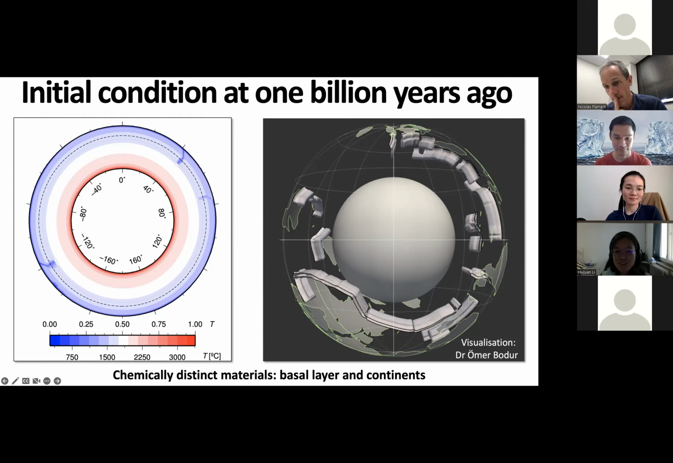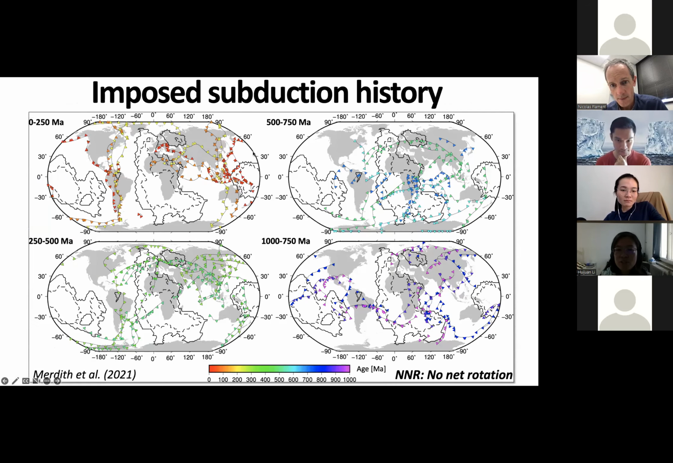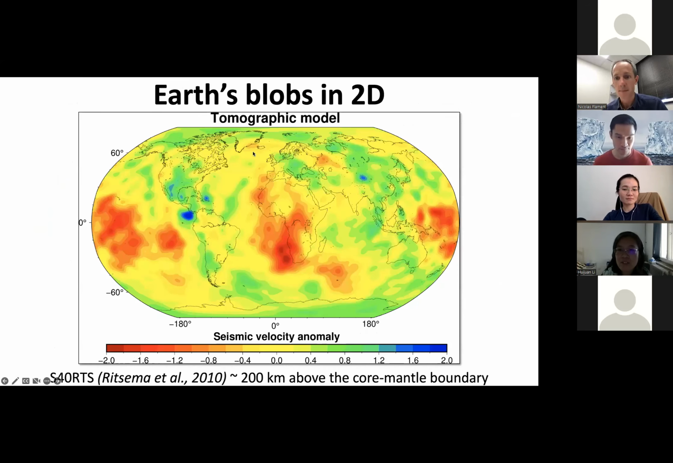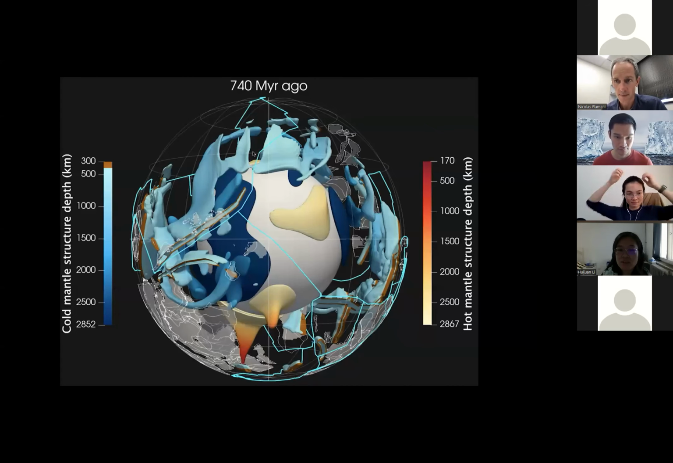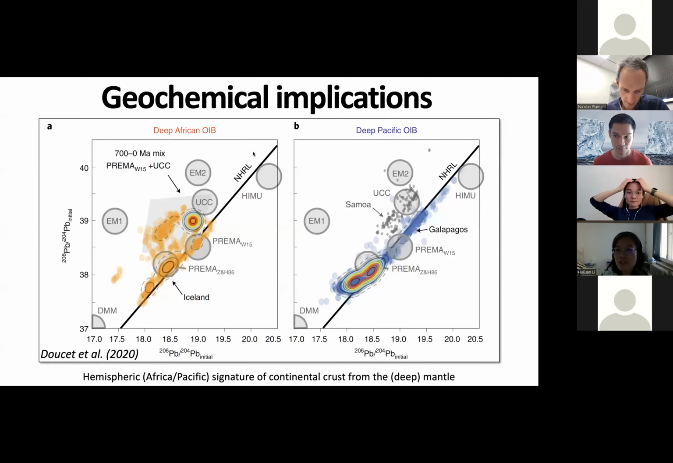I have a small question. It is about the geochemical implications. You explained the volcanics near the African bloc by subduction of continents. I'm just wondering, in your model, did you consider the subduction of oceanic crust? Because sometimes the sediment on top of the oceanic crust can give the same geochemical signals.